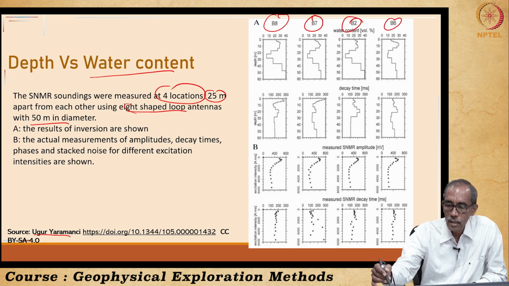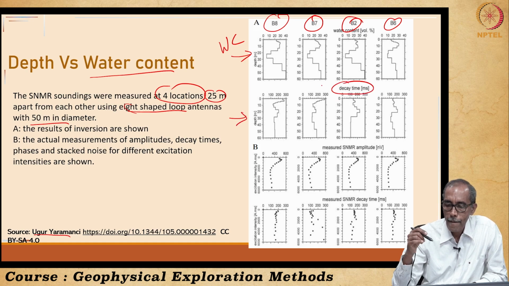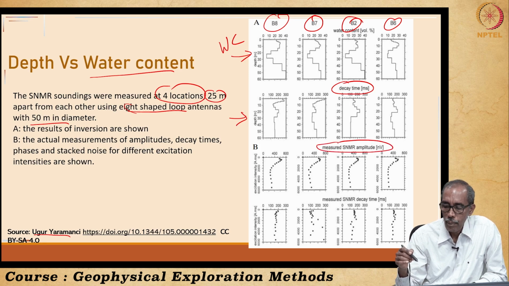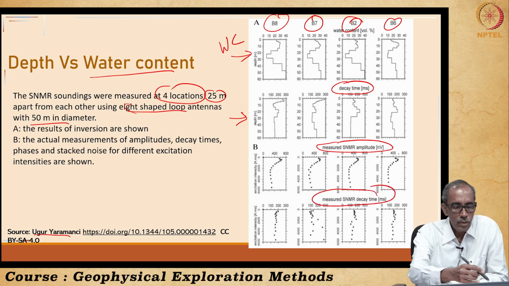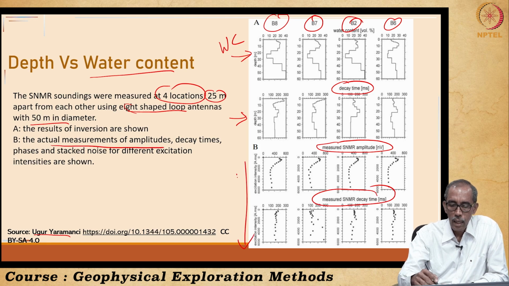The top one is water content. The next one is the decay time. These are all the measured amplitudes and measured decay times. These are all the measured values. So, B is the actual measurements and A is the inversion.